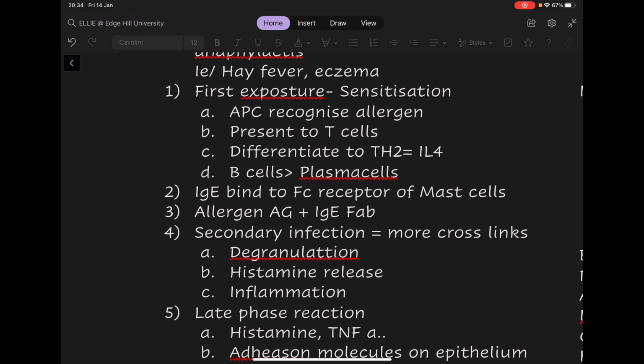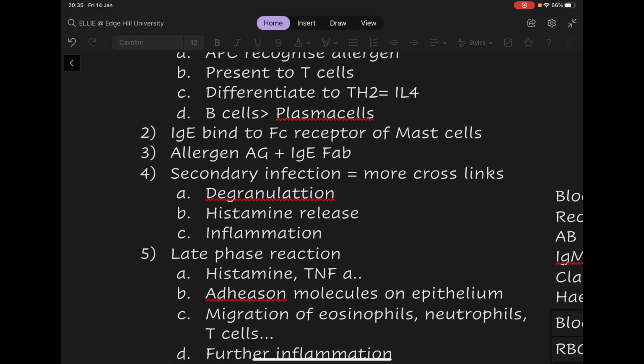IgE is again an antibody. This means it has an FAB and an FC component. The FC receptor of the mast cell binds to the exposed FC of the IgE. The FAB of the IgE binds to the allergen's antigen and allows for it to be reacted to. But if we get a secondary infection, it causes stronger cross-links to be made between the allergen and the IgE, causing faster degranulation, histamine release, and inflammation.